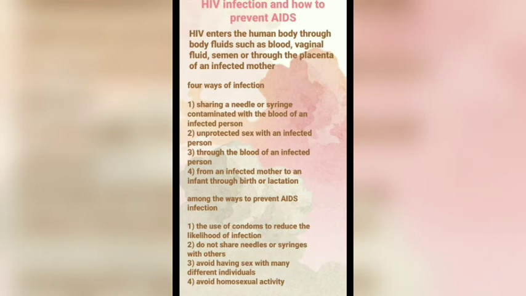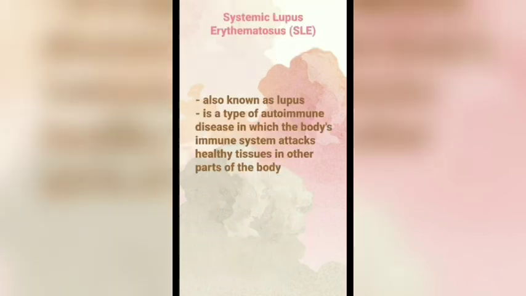Among the ways to prevent AIDS infection are the use of condoms to reduce the likelihood of infection. Next, do not share needles or syringes with others. Besides, avoid having sex with many different individuals. Lastly, avoid homosexual activity.